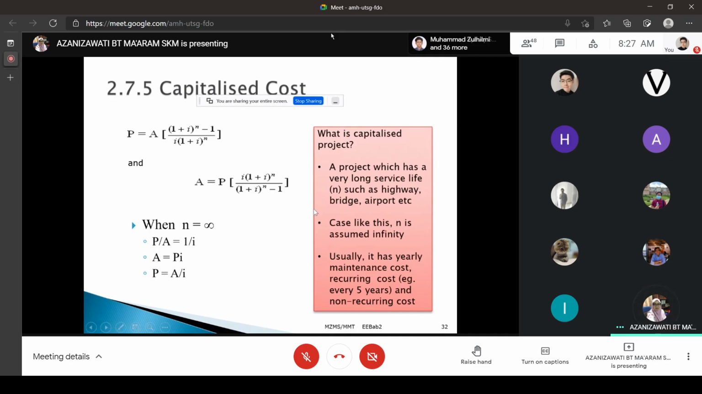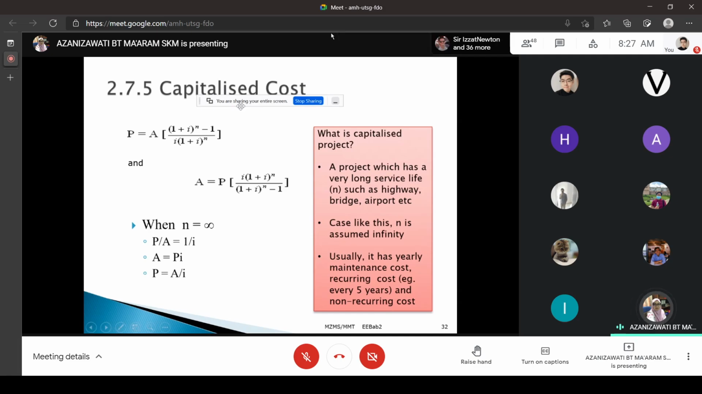So therefore, we assume N is infinity. It means our highway will be served forever. Usually it has yearly maintenance cost, recurring cost, for example every 5 years, and non-recurring cost.